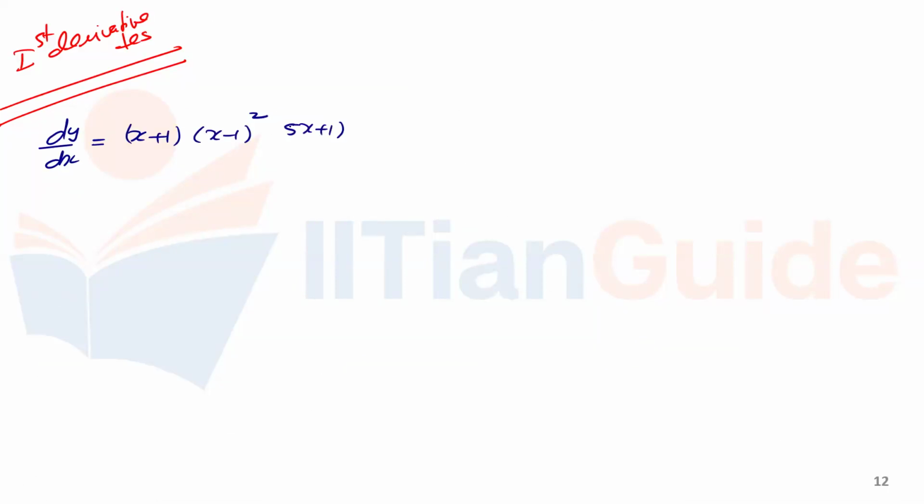5x plus 1. Okay, x minus 1 whole square is always positive, whatever the value of x we have. So I'm writing it first. It's not going to change the sign of dy by dx. So forget about this term right now, but I will use it at last. After that, we have a term x plus 1 and 5x plus 1. I'm writing in the order. So I'm getting a term 5x plus 1. After that, x plus 1.